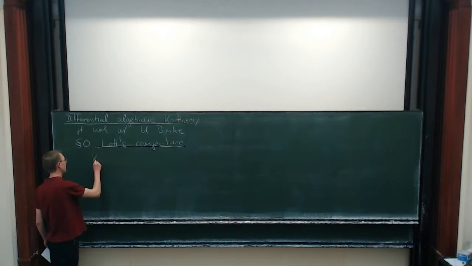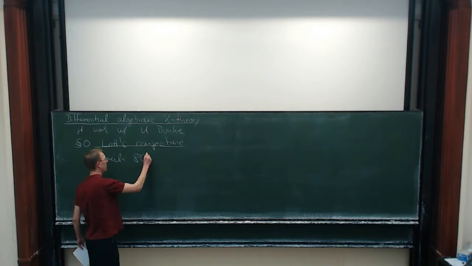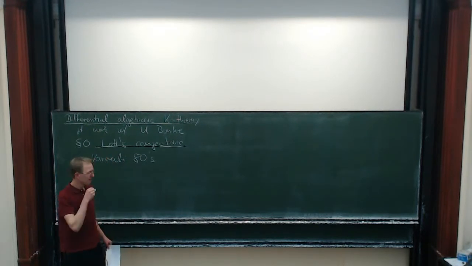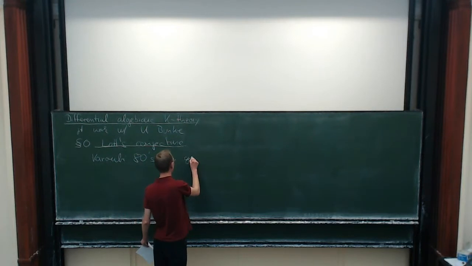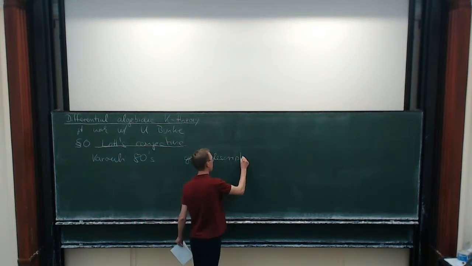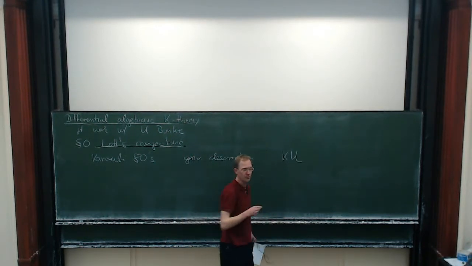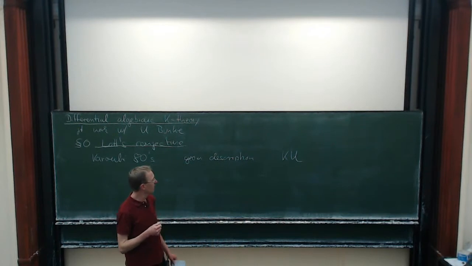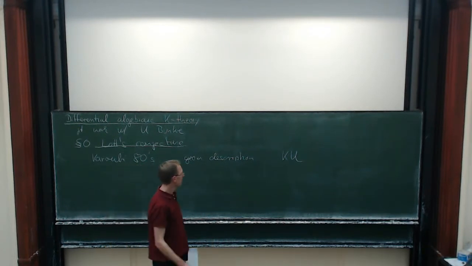So in the 80s, Karoubi gave a geometric description of topological K-theory, namely the following. You have the topological K-theory. This was introduced by Karoubi in his talk also. And this is defined by some spectrum. So it defines some generalized cohomology theory.